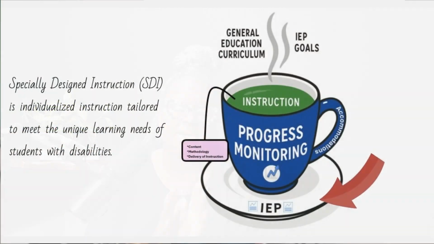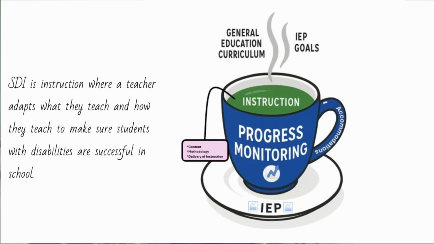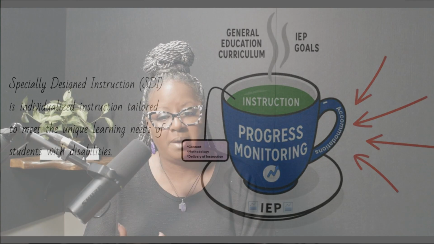So let's put everything together. The saucer is the IEP, the tea is the instruction, the cup is the progress monitoring, and the handle is the accommodations. When all four pieces work together, students have the opportunity to make meaningful progress. And that's really what it's all about.